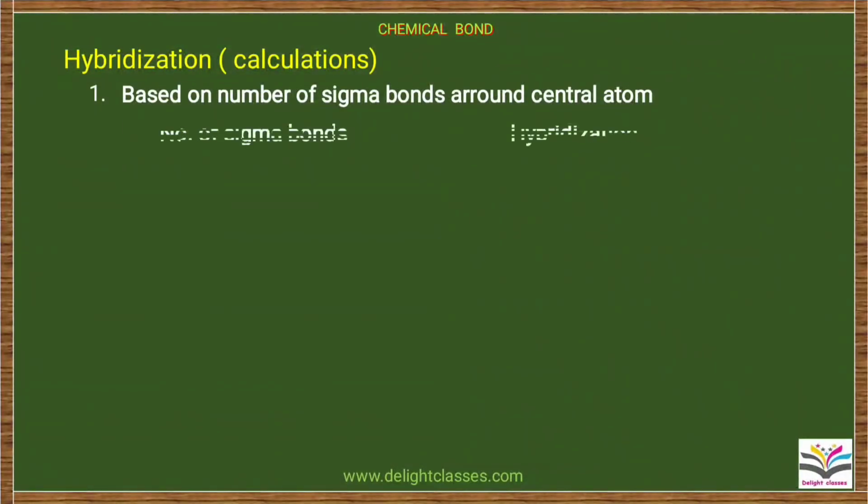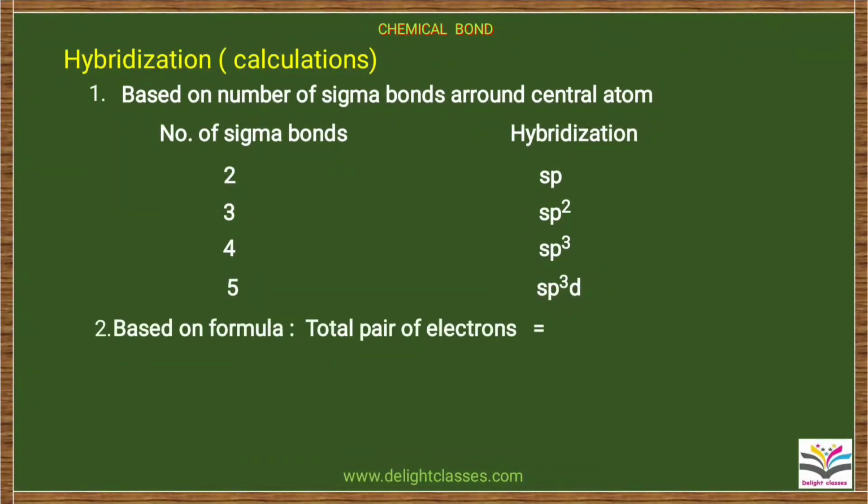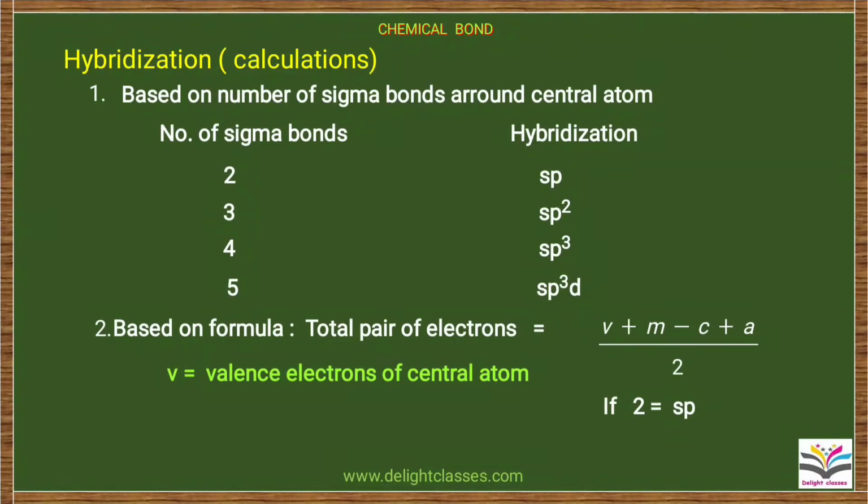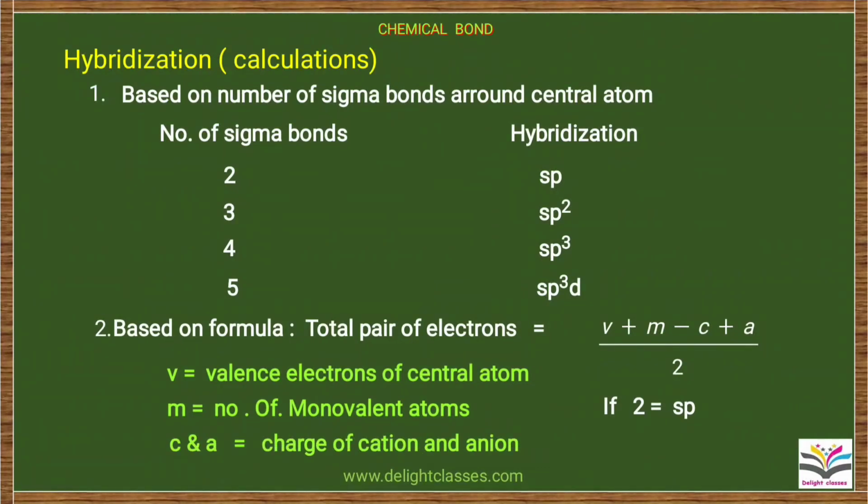Based on number of sigma bonds around central atom: if 2 sigma, sp; 3, sp2; 4, sp3; 5, sp3d. Based on formula, total pair of electrons is equal to (V plus M minus C plus A) by 2. If 2, that is sp, where V is valence electrons of central atom, M is number of monovalent atoms, C and A are charge of cation and anion.